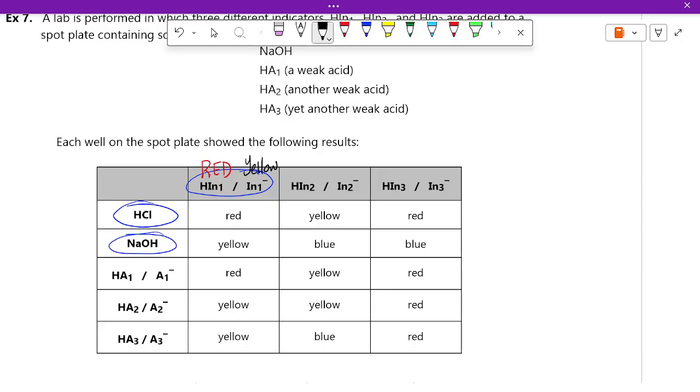Yes? So you can go across and use the color that it is in HCl and NaOH to tell you the two colors of HIN2, indicator number 2. What color is HIN2? Yellow. I'm just going to call it yellow because that's too long to write. And then IN2 minus is blue. And then we have HIN3, whose acid form is red, and IN3 minus is blue.